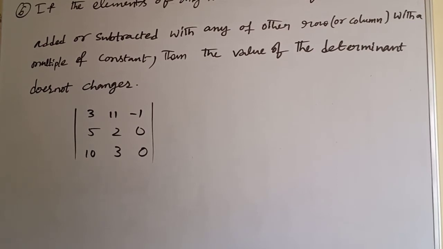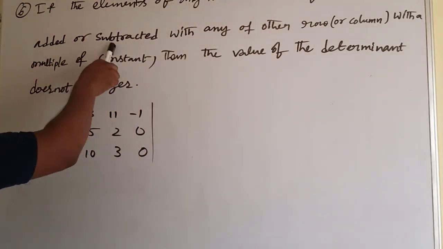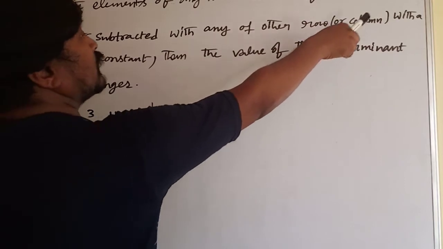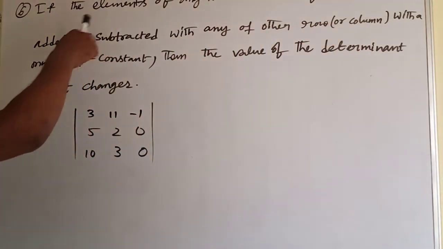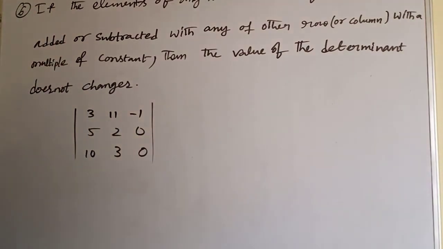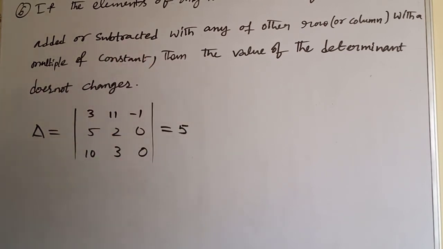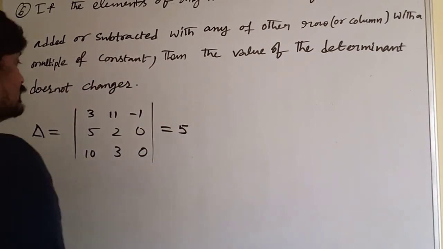Alright, let's move on to the sixth property. If the element of any row or column of a determinant is added or subtracted with any other row or column with a multiple of a constant, then the value of the determinant does not change. You already know this determinant value is 5. We need to check now what the meaning of this is. I'll write here so that you can understand.